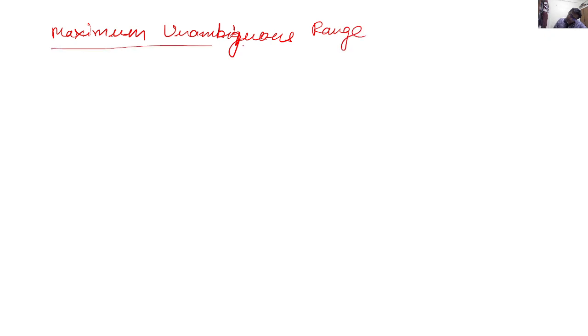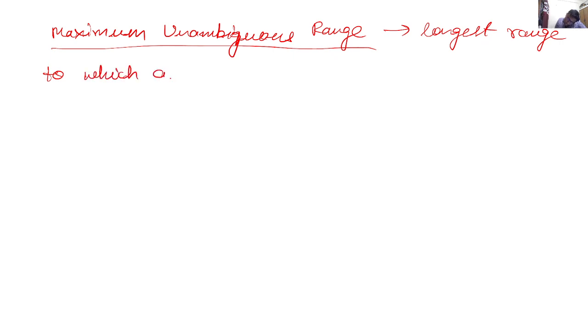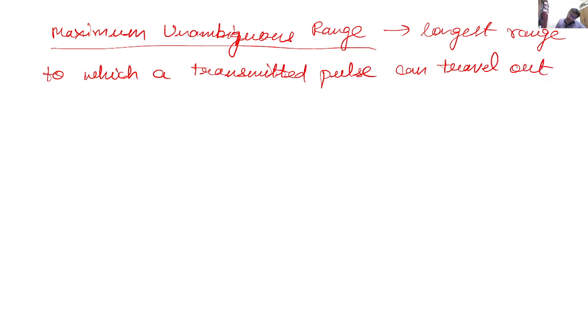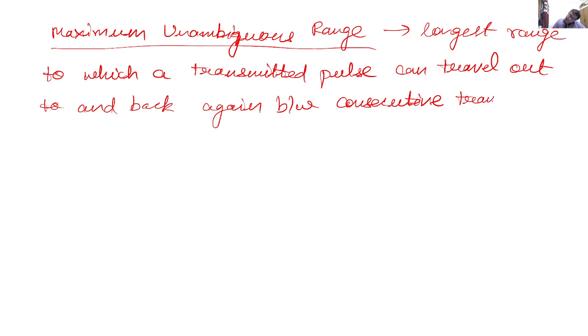From it another concept arises, the maximum unambiguous range, that is the longest range to which a transmitted pulse can travel out and back again between consecutive transmitted pulses.